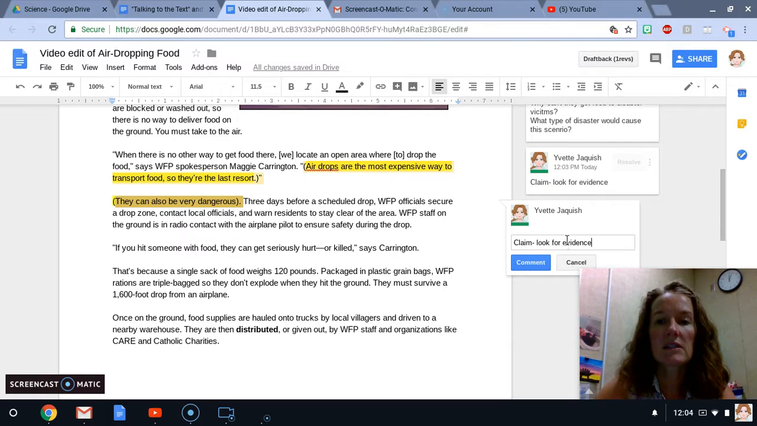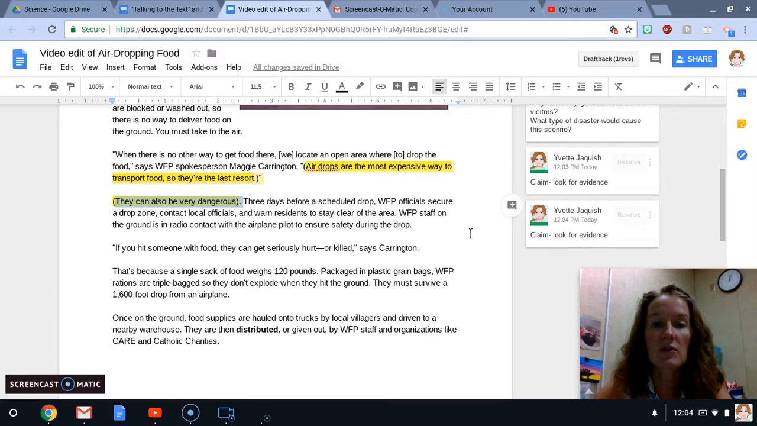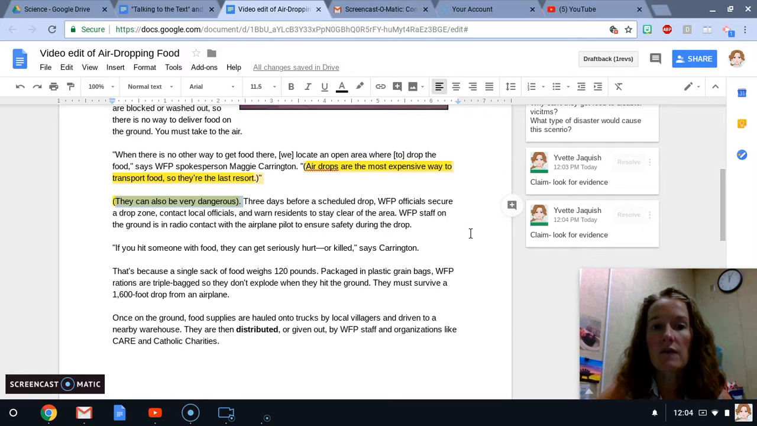Look for evidence. Okay. 3 days before scheduled drop, WFP officials secure a drop zone, contact local officials, and warn residents to stay clear of the area. WFP staff on the ground is in radio contact with airplane pilots to ensure the safety during the drop. I have a claim right before that it can be dangerous. The next few sentences that we just read indicate expense and danger. You might not want to give that away to kids right away, but just some foreshadowing for you.